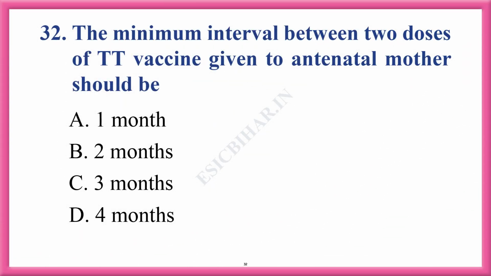Question 32. The minimum interval between two doses of TT vaccine given to antenatal mother should be A. 1 month, B. 2 months, C. 3 months, D. 4 months. And the answer is A. 1 month.